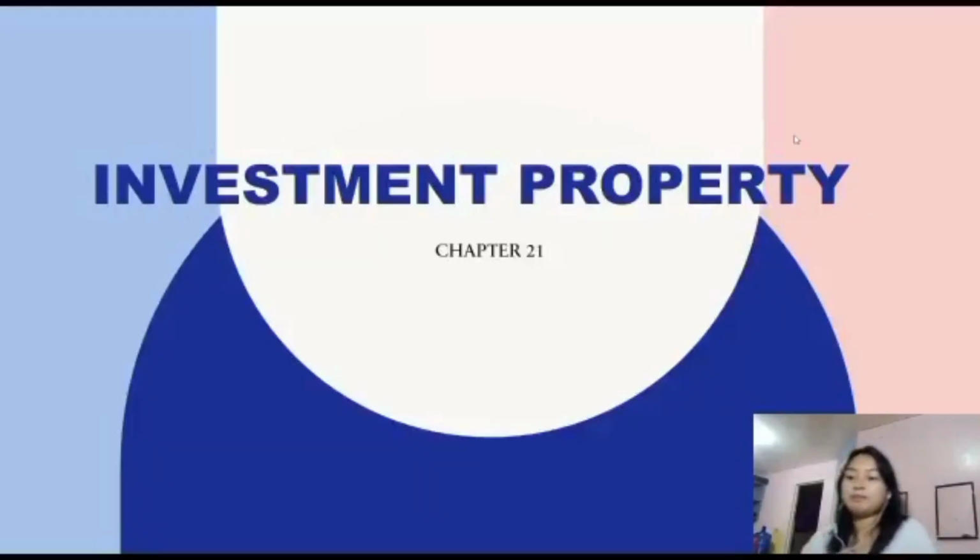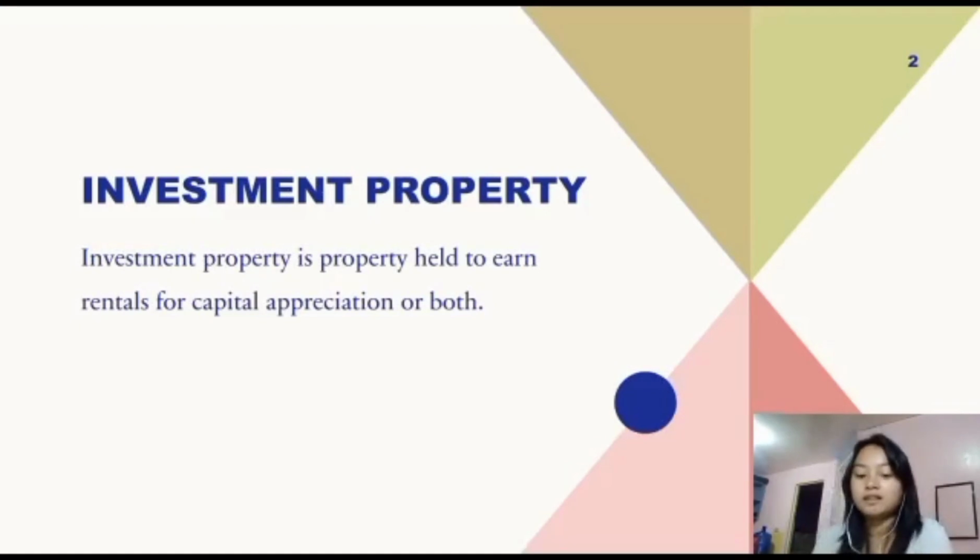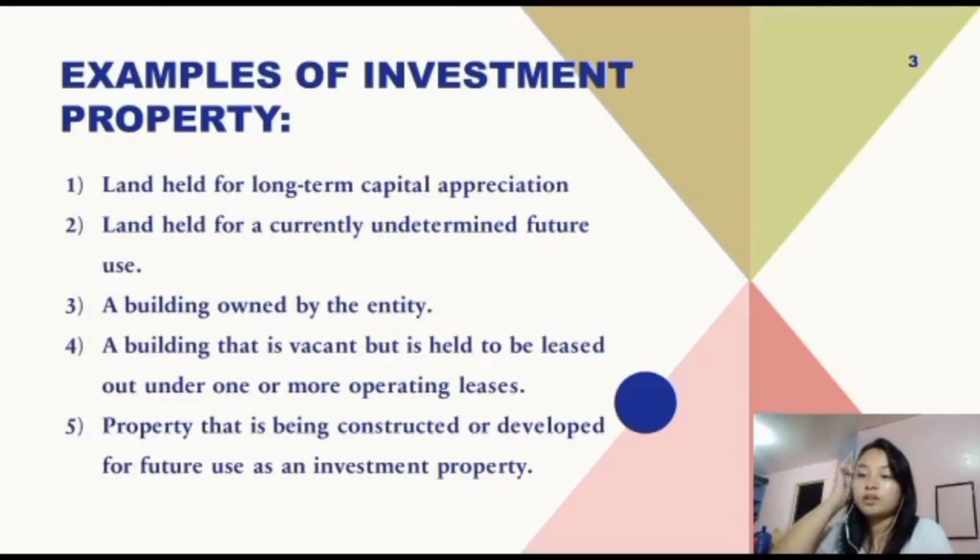Investment property, Chapter 21. Investment property is a property, land, or a building, or a part of a building, or both, held to earn rentals by the owner or by the lessee under a finance lease, to earn rentals, or for capital appreciation, or both. There are examples of investment property stated here on the screen. First is land held for long-term capital appreciation, land held for a currently undetermined future use, a building owned by the entity, a building that is vacant but is held to be leased out under one or more operating leases, and property that is being constructed or developed for future use as an investment property.